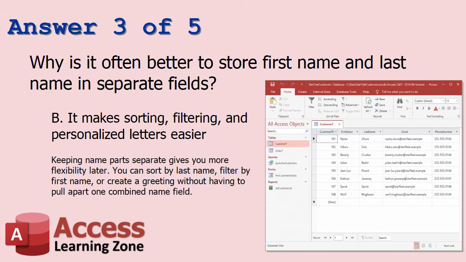That's going to be B. It makes sorting, filtering, and personalized letters easier. You can say Dear Spock.